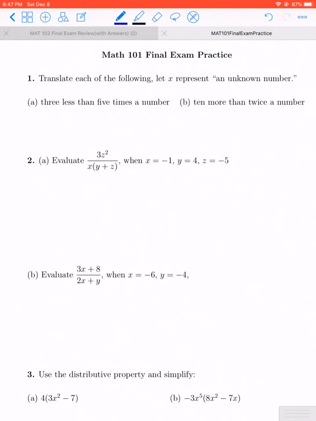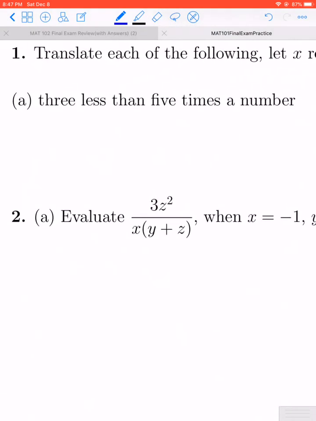In the first question, we're trying to translate statements into algebraic expressions. The first says 3 less than 5 times a number. 3 less would mean to subtract 3, and we're supposed to take it away from 5 times a number. If you call the number x, then it would be 5 times x, which we write as 5x. So the translation here would be 5x minus 3.